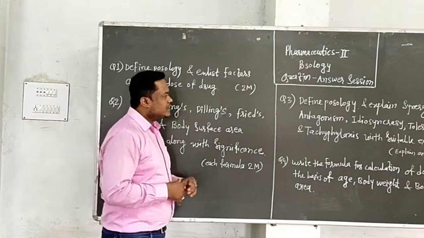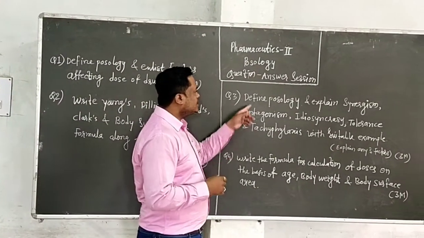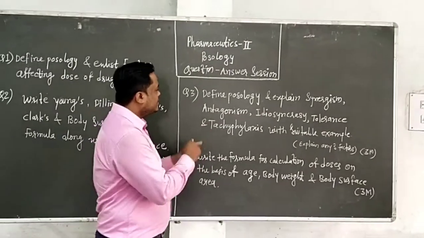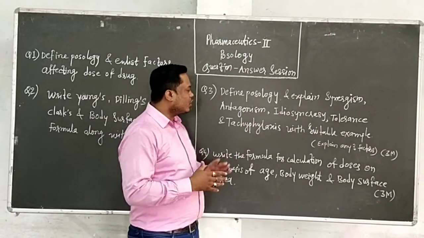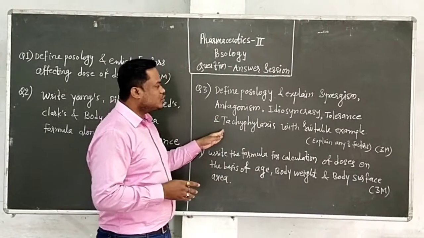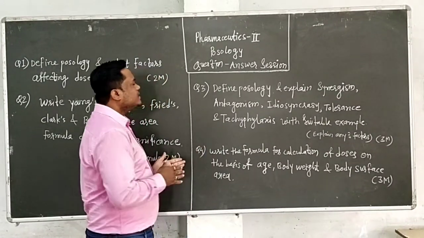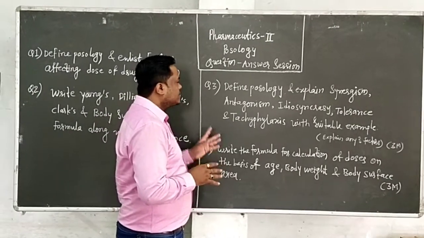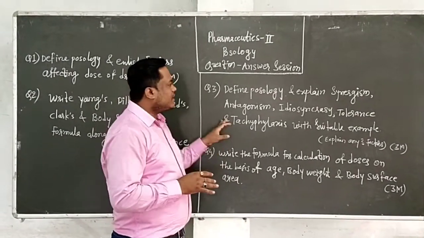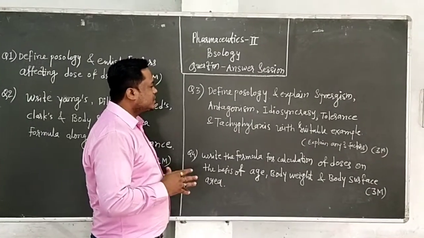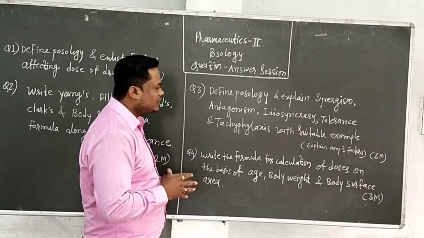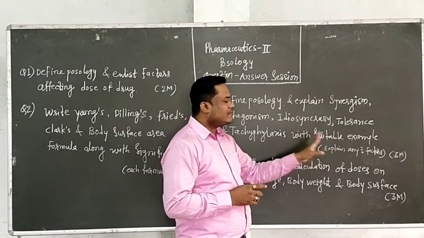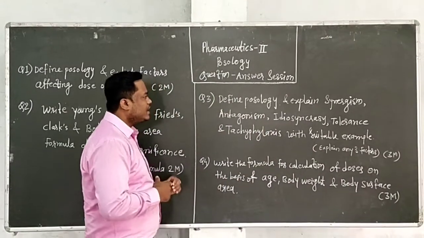And the next question is question number 3. Define posology and explain synergism, antagonism, idiosyncrasy, tolerance and tachyphylaxis with suitable examples. These are some factors which are very important as factors affecting the dose of a drug. This question is asked for 3 marks, and we have to explain any 3 factors, 1 mark each, along with their examples.